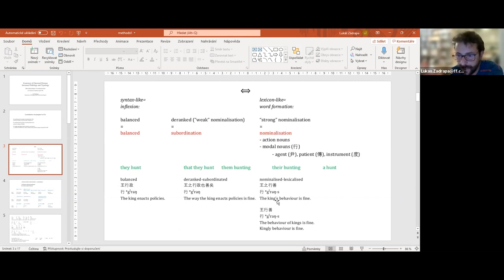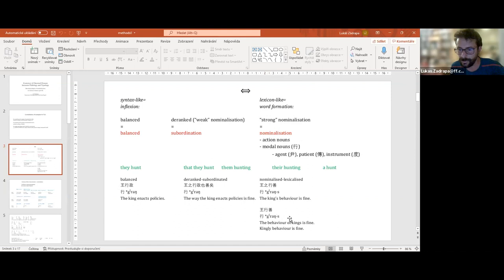And then the last stage is nominalized, lexicalized, where we have this Wang Zhe Xing Shan, where we can see that it is morphologically marked by the suffix S, which evolved into the fourth tone now. So we have this Wang Zhe Xing. The king's behavior is fine, and Wang Zhe Xing can mean the king's behavior, but also the king's good behavior, which is already a lexicalized feature of that already well entrenched noun. So this is the last stage.